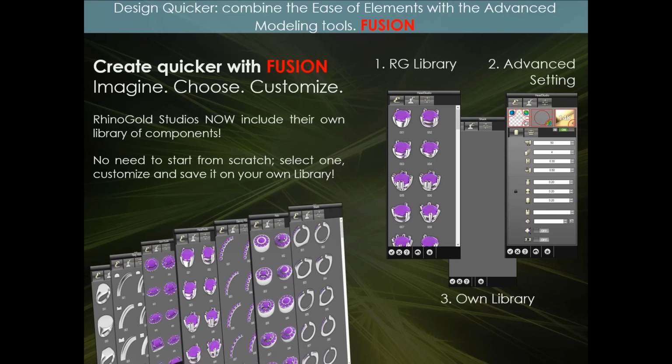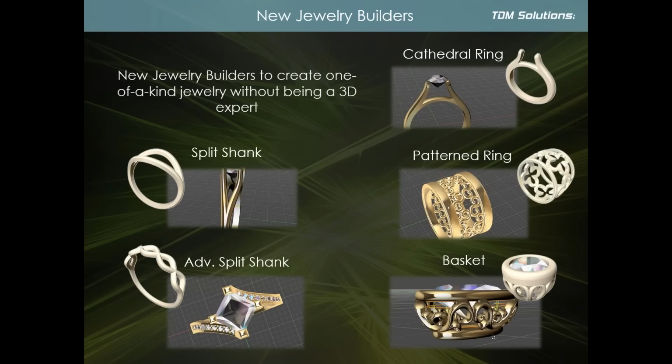You pick one, you customize it, and most important, now you can save it right in there in your own library. No need to save it anywhere outside RhinoGold, folders, Dropbox. No, you just save it right inside RhinoGold. Just in one click, you will have your own library. I really like Fusion. I'm sure you also will love it.